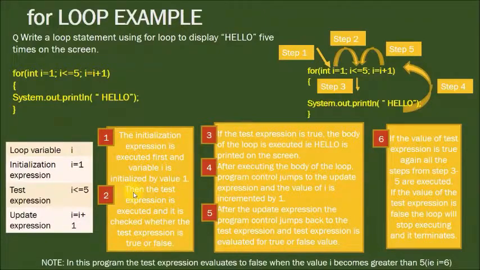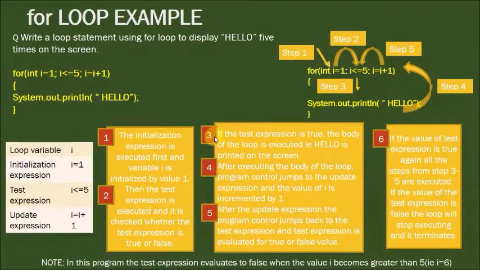Second, the test expression is executed and it is checked whether the test expression is true or false. After the execution of the initialization expression, you can see the program control will jump to the test expression. This is step number 2. Whatever the value of i, it is checked whether the test expression is true for this value or not.